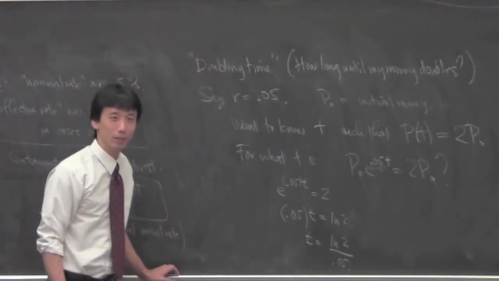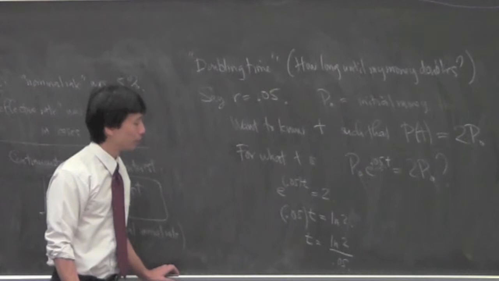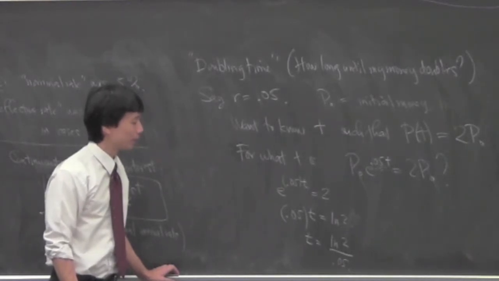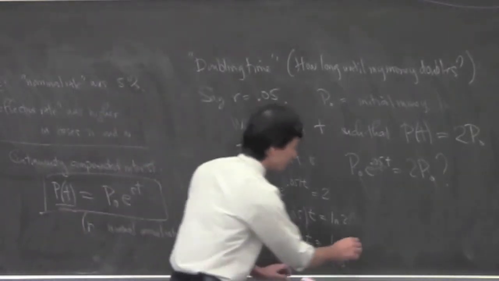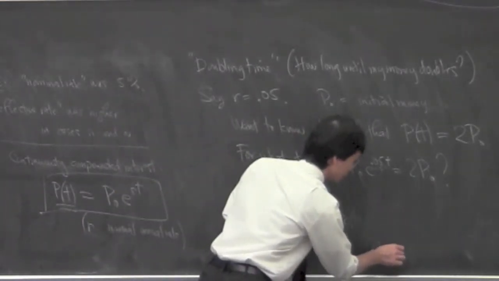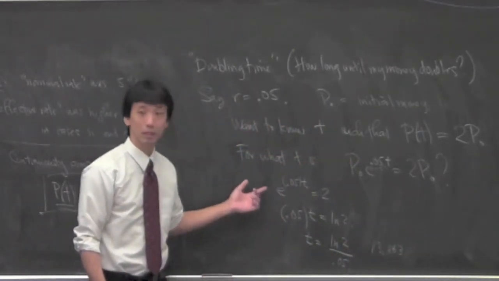Does anyone have a calculator? You do. Natural log of 2 divided by 0.05. Yes, please. 13.863. Okay, so in 13 years, however much money you put in is going to double.